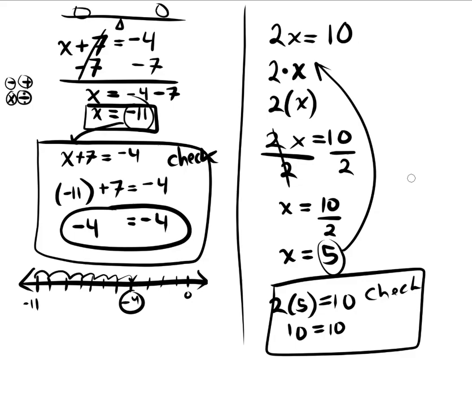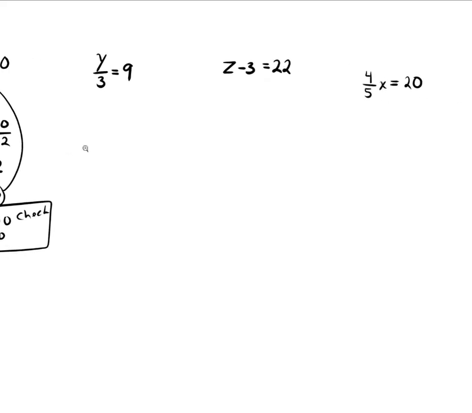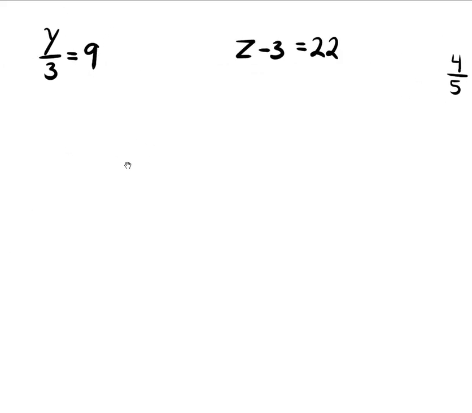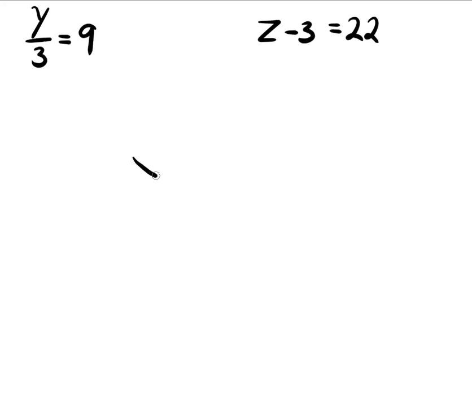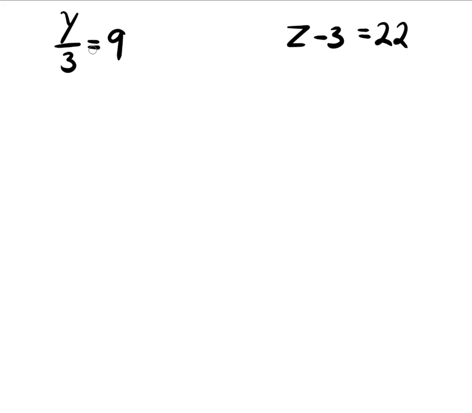Hopefully this hasn't been hard. At this point, I'm trying to just do some really basic ones to get your feet under you. And then we'll move on to some more complicated ones. So in this case here, I have y over 3 is equal to 9. Let me zoom in just a hair. Whoa, didn't want to do that. These are 2 more examples here. So this one here is y over 3 is equal to 9.